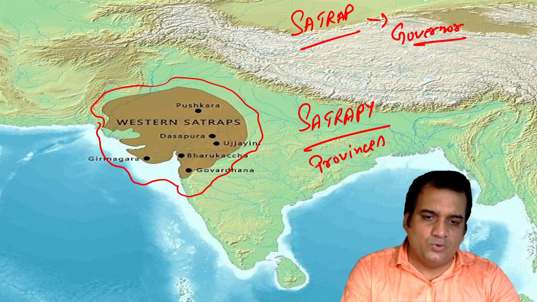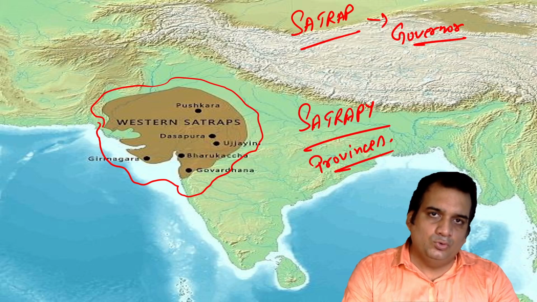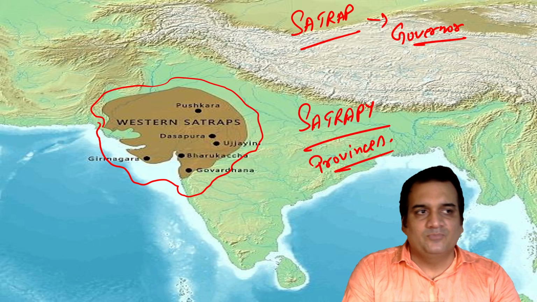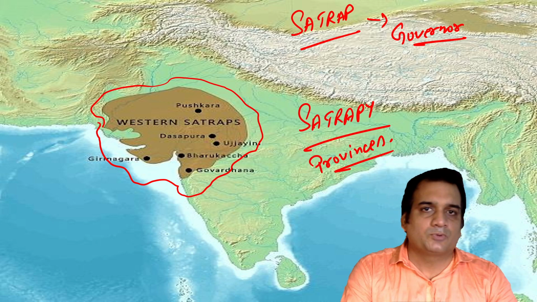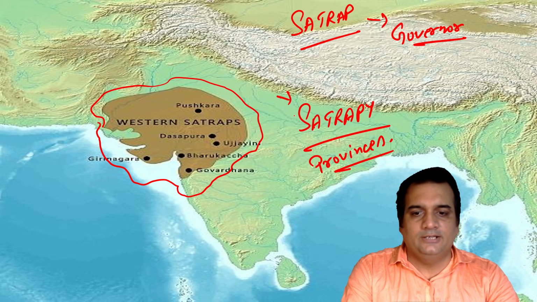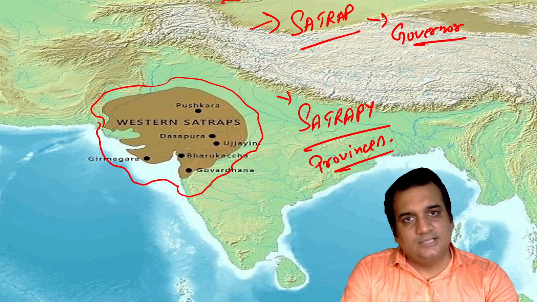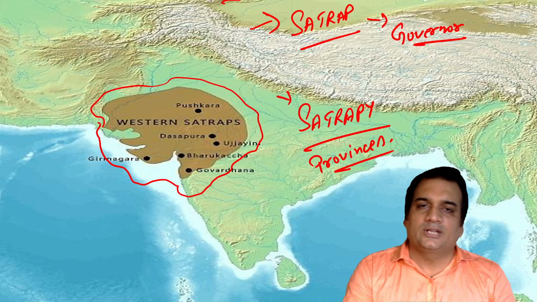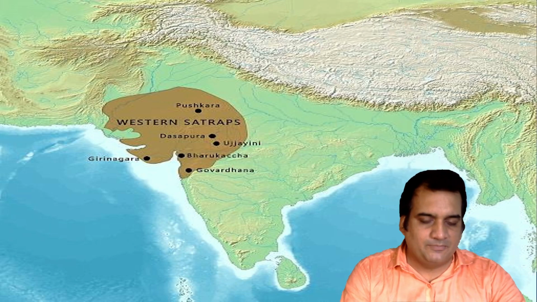Like today, you have the states, different states like Tamil Nadu, Andhra Pradesh, Telangana, the states like Uttar Pradesh, Madhya Pradesh. So like that only these provinces were there. And the king used to appoint satraps, the governors there. And what was the king known as? The king was known as the Mahasatrap. Okay, he was known as the greater satrap or the Mahasatrap.